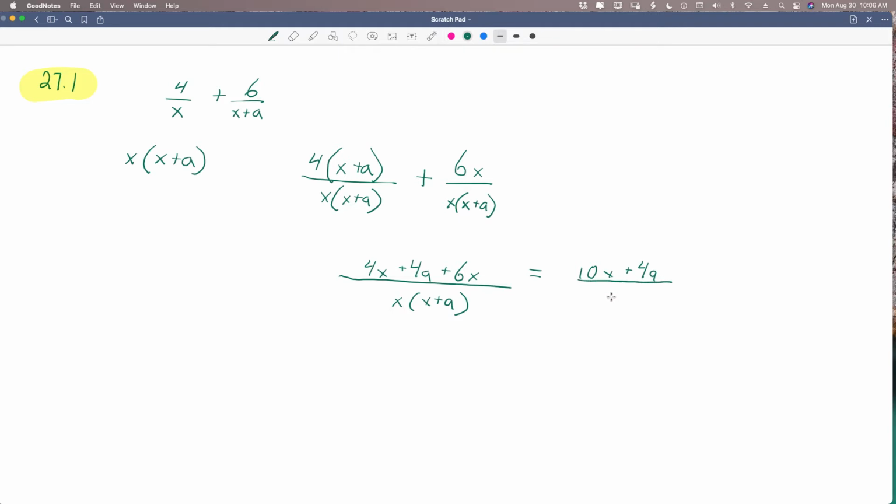All right, you see how that works? And you do not have to distribute the bottom unless there's a need to. You can leave it as is. All right, and that is how we would solve this type of problem where we have an expression as a denominator. So let's do 27.2. Let me clear this out. Let's look at that one.